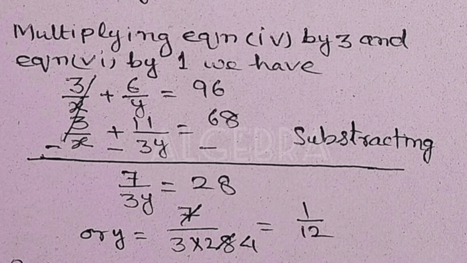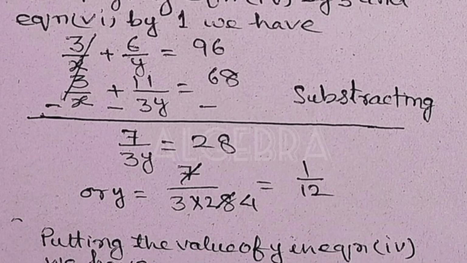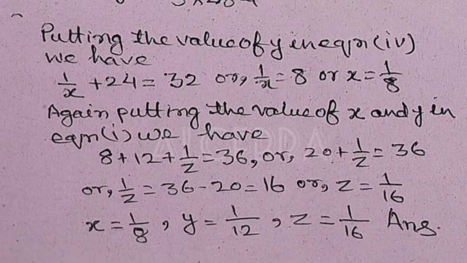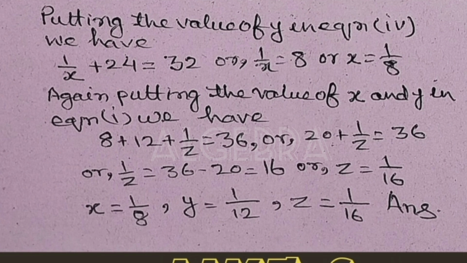Subtracting, 7/(3y) = 28, or y = 3/(7) into 28... y = 1/12. Putting the value of y in equation 4, we have 1/x + 24 = 32, or 1/x = 8, or x = 1/8.